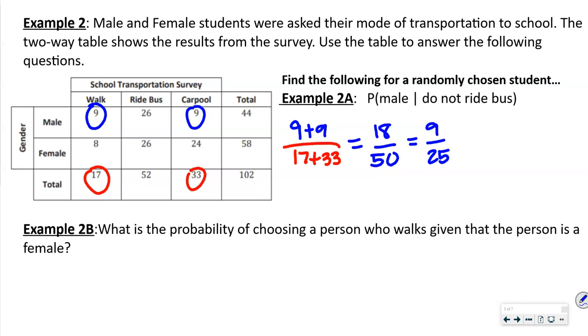That could be the way our answer is represented. Or 9 divided by 25 is equal to 0.36, which is equal to 36%, okay?